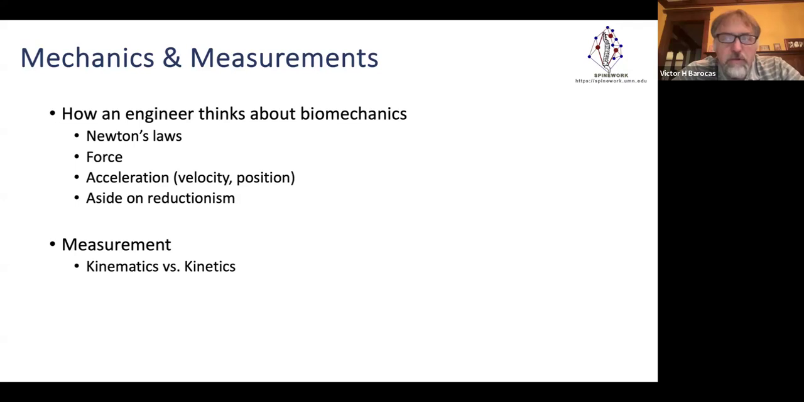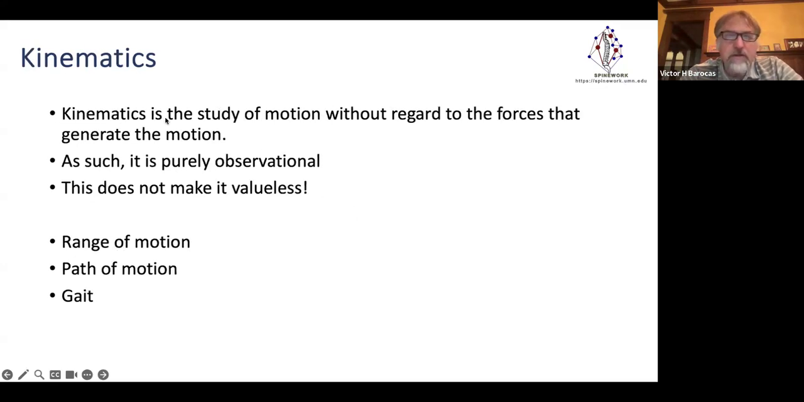I also want to talk about when we think of a measurement. If we're going to make a measurement on the body, I just want to make sure that we're all using the same language. I use the term kinematics to refer to measurements of motion without regard to what forces are causing that motion, and kinetics to refer to the motion while also thinking about what forces are involved.